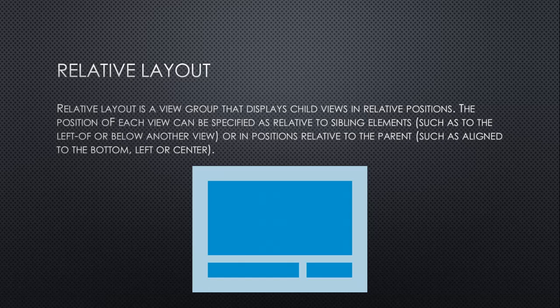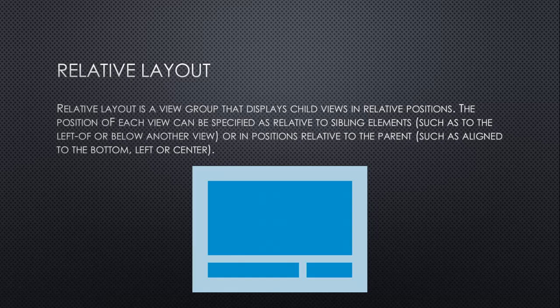So now that we've taken a look at the linear layout, we can now look at what the relative layout means. So the relative layout is a view group that displays child views in relative positions, just like the name implies. So the position of each view can be specified as relative to sibling elements, such as to the left of or below another view, or in positions relative to the parent, such as aligned to the bottom, left, or center.